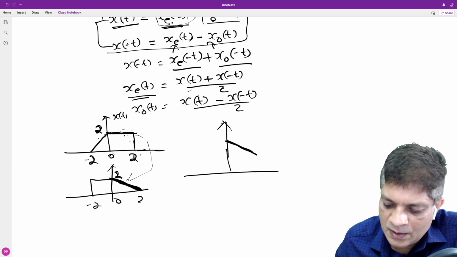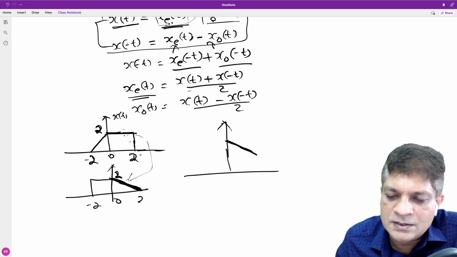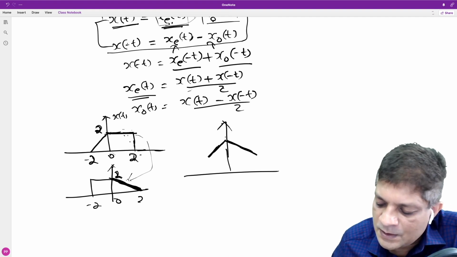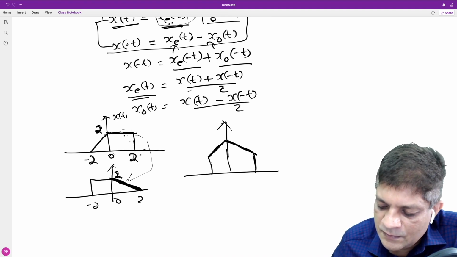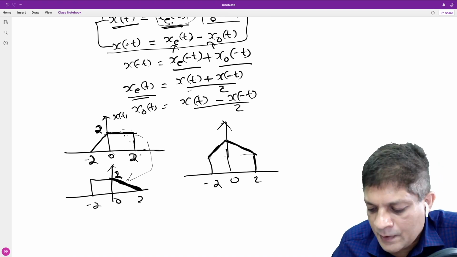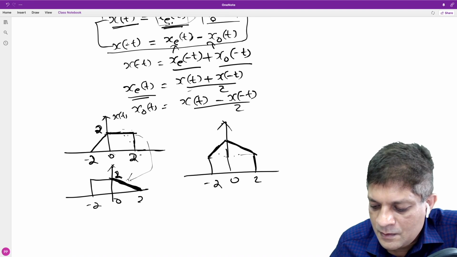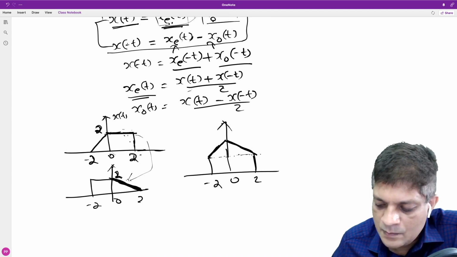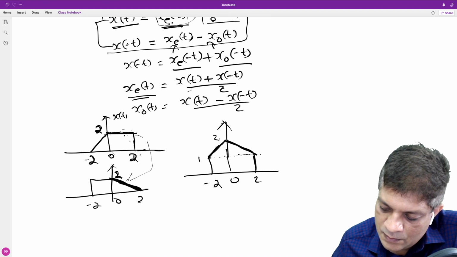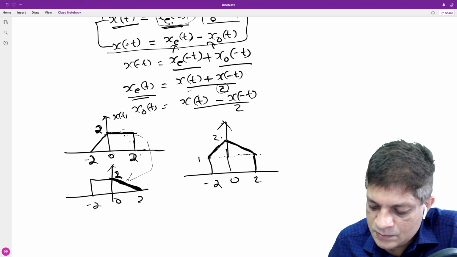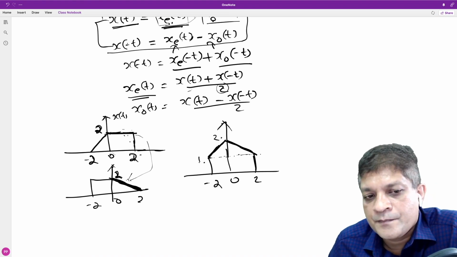And do we need to calculate this part? Because anyway, x_e(t) is an even signal, so it must be symmetric about the y-axis. So is this the even part of the signal? And what about the amplitude? What about this value? Is this 2 or 1? Because there is a scaling factor, you have to divide by 2. Okay, this is 2 and this is 1. Is it?